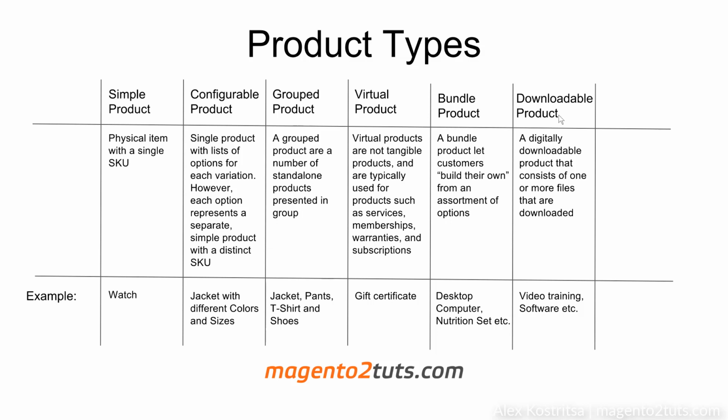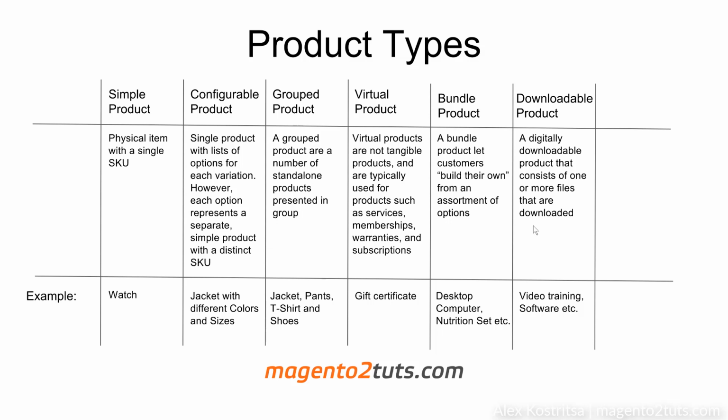And finally, downloadable product. Let's check the definition. A digitally downloadable product that consists of one or more files that are downloaded. So here everything is very simple. This could be everything that will need to be downloaded. This could be a video, for example. This could be video training or software or a program or something like that.